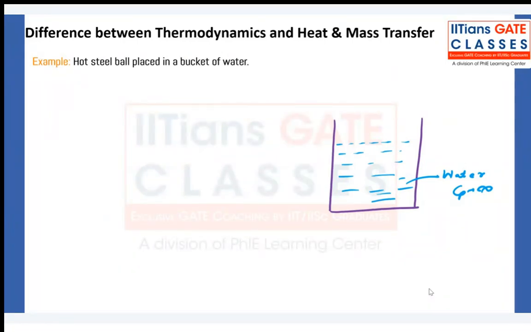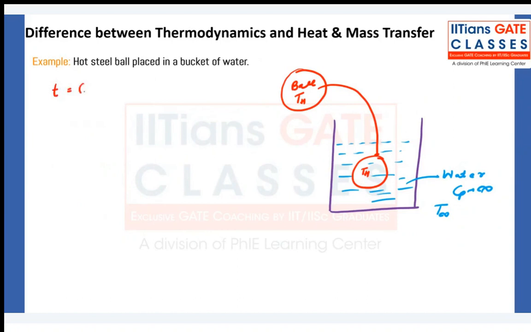Let's say its temperature is T infinity. Now let us take a very hot ball. It is a steel ball or some copper ball, a hot ball, at a temperature TH. Now when you dip this ball in this water, at the very moment when you have dipped this ball, time is equal to 0 seconds. And what is the temperature of the ball? The temperature is TH.